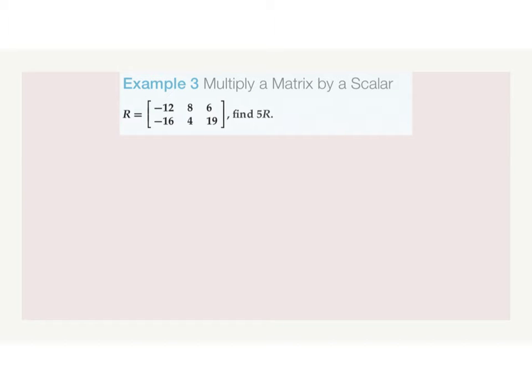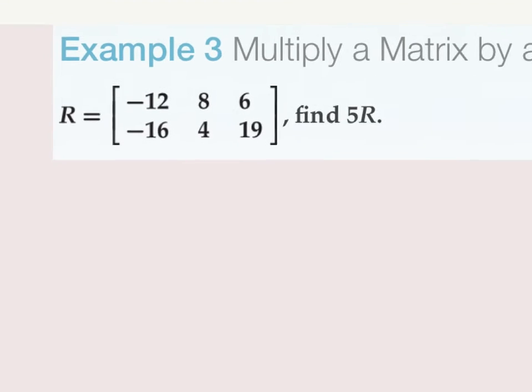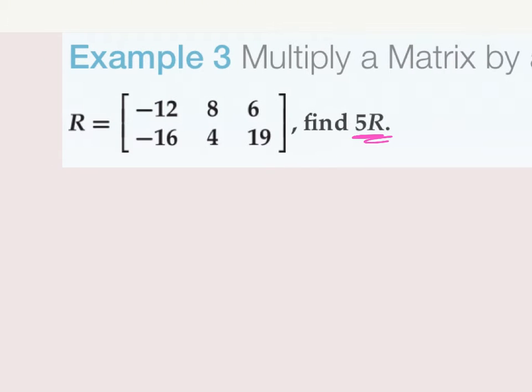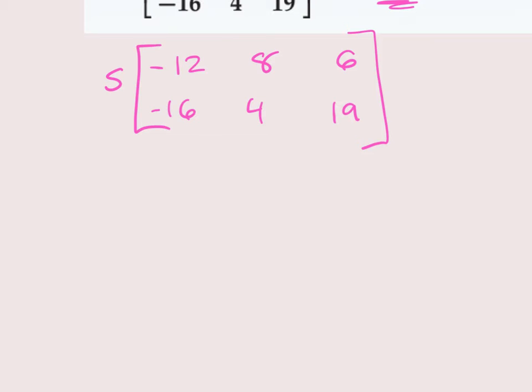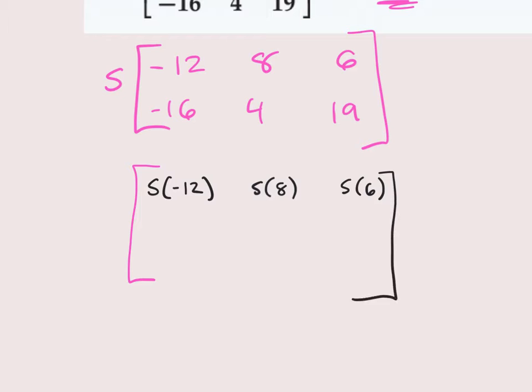Alright, so our first example, multiply matrix by a scalar. So here we have to find 5r. So we're multiplying 5 times everything in our matrix. So we have negative 12, 8, 6, negative 16, 4, and 19. So first thing we need to do is multiply 5 times negative 12, then 5 times 8, then 5 times 6, then 5 times negative 16, 5 times 4, and 5 times 19.